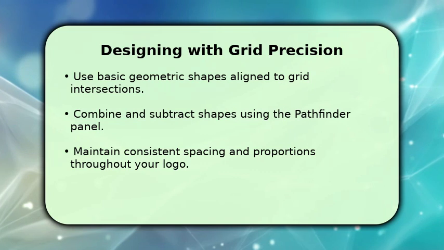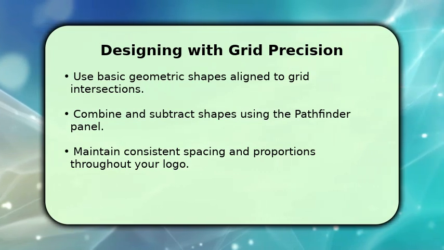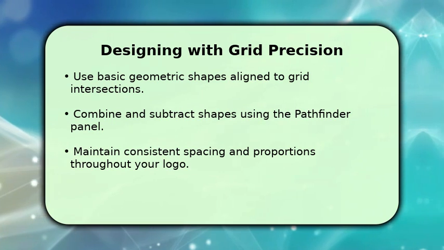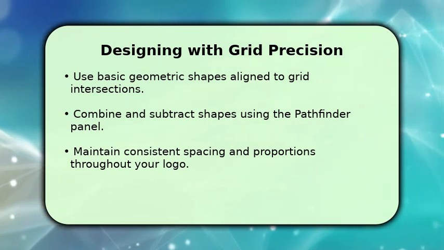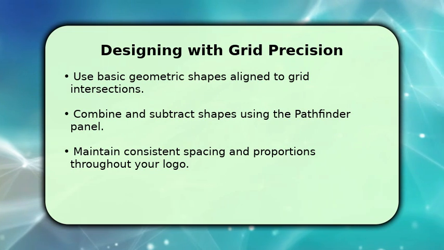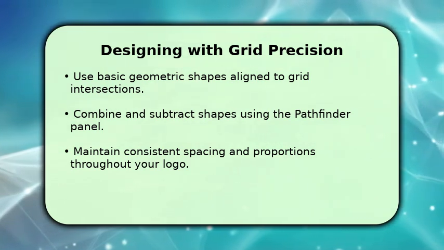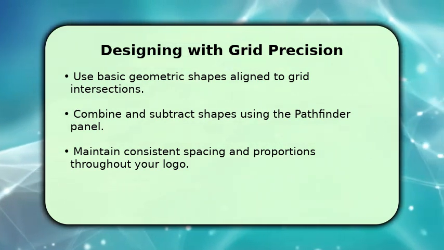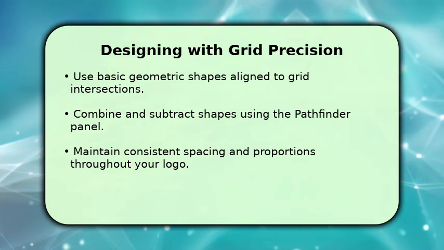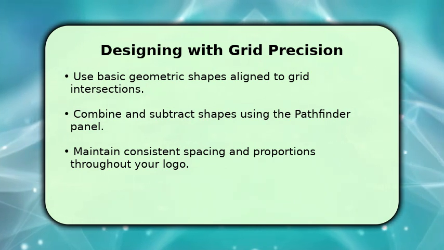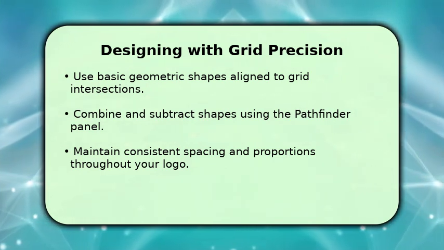With your custom grid in place, you can now begin designing your logo with precision. Start by using basic geometric shapes like squares, circles, and triangles, aligning them perfectly to the grid intersections. The Pathfinder panel is your friend for combining or subtracting these shapes. The grid helps you maintain consistent spacing and proportions, which are essential for a professional and visually appealing logo.